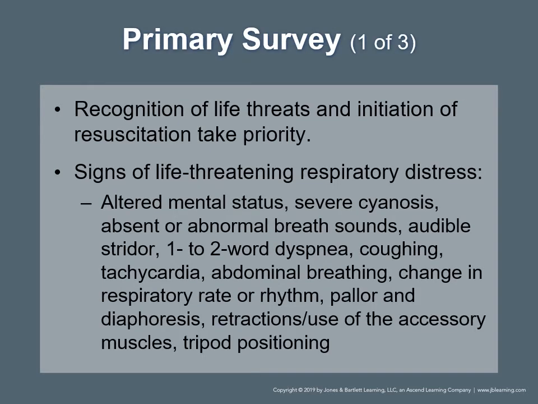Your primary survey. Recognition of life threats and initiation of resuscitation take priority over performing a detailed assessment. Signs of life threats with respiratory distress in adults, from most to least severe, are altered mental status, severe cyanosis, absent or abnormal breath sounds, audible stridor, one to two word dyspnea, coughing, tachycardia of more than 130 beats per minute, abdominal breathing, change in respiratory rate or rhythm, pallor and diaphoresis, the presence of retractions and/or the use of accessory muscles, and tripod positioning.